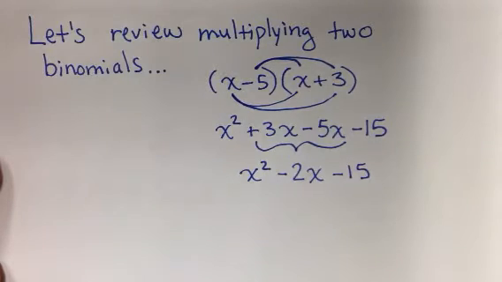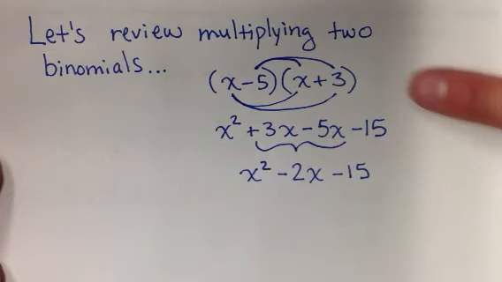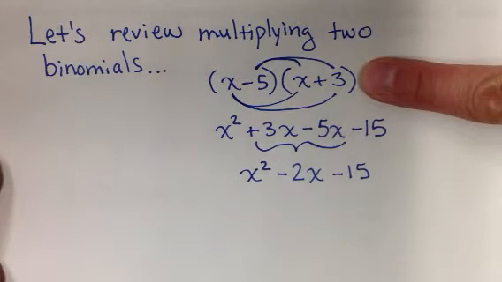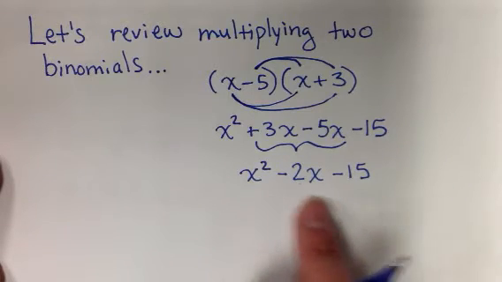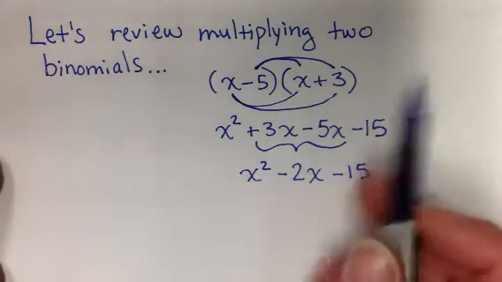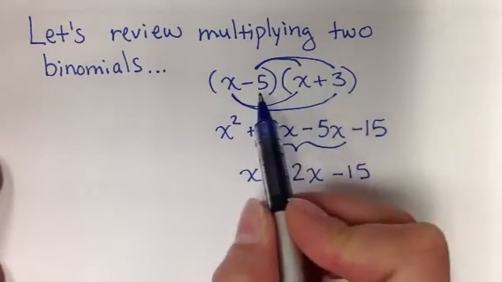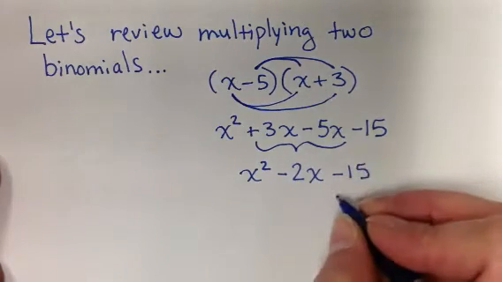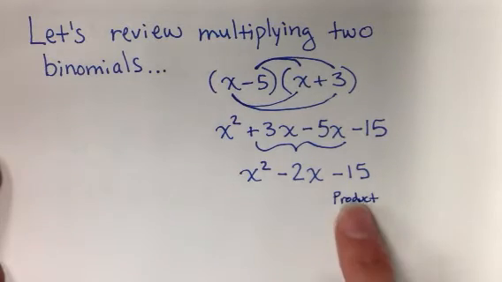Okay? So when we're factoring, what we're going to actually do is go from a trinomial back to the product of two binomials. To do that, I want you to notice where we get these numbers. The negative 15, I got that last term by multiplying the negative 5 and the 3. So the two numbers in the parentheses, their product will give you the last term.